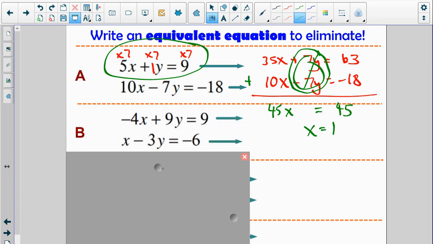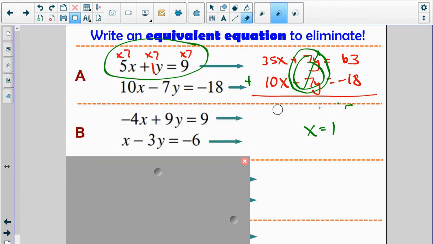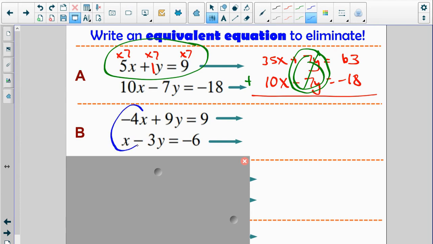Now, if we look at another one, let me create some space here. If we look at example B, we have negative 4x plus, and then 1x in the other equation. Now, I notice that if I already have negative 4x in the top equation, I could get the bottom equation to be positive 4x pretty easily. I just have to multiply that by 4. So let's multiply everything by 4 in the bottom equation this time.